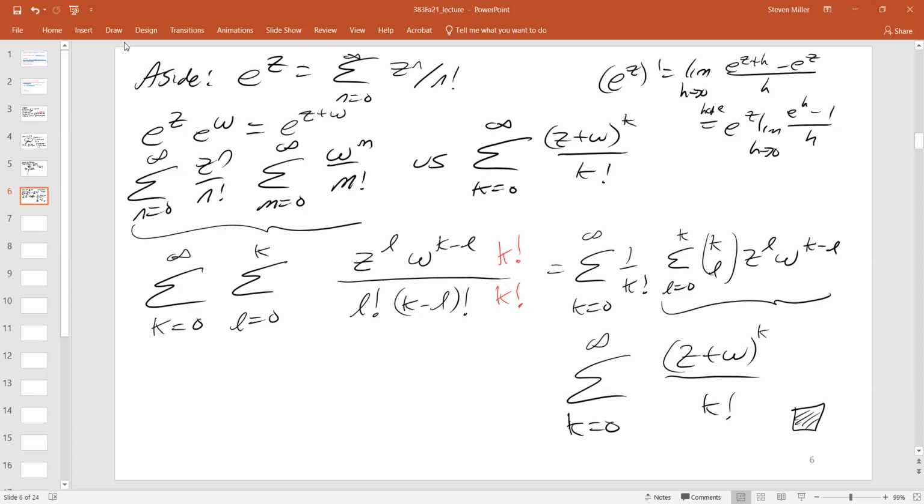Well, that was the lecture you're supposed to watch beforehand. So justifying differentiating term by term, term by term differentiation gives e^z prime equals e to the z.